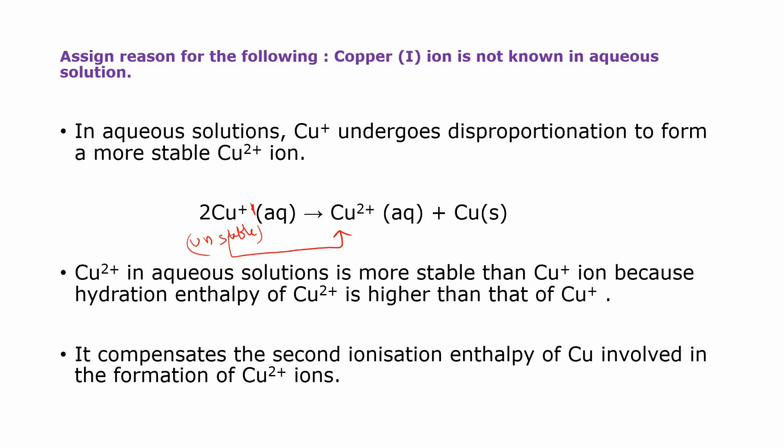Why unstable? They are asking here. Which one is more stable? Copper +2 is more stable. Why? In this reaction, copper +1 in water readily undergoes hydration. That means water is surrounding the copper. Copper +2 has a smaller size compared with copper +1. Because of its smaller size, more water will surround it.